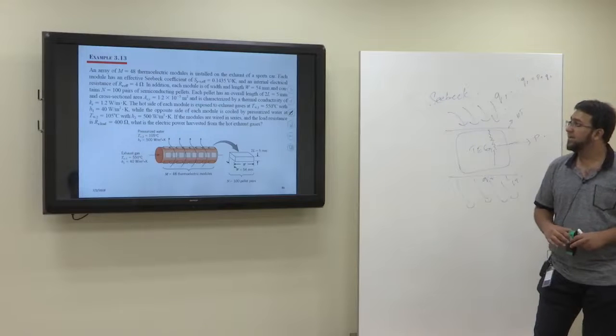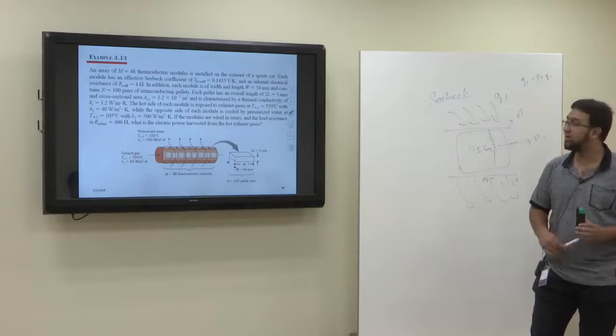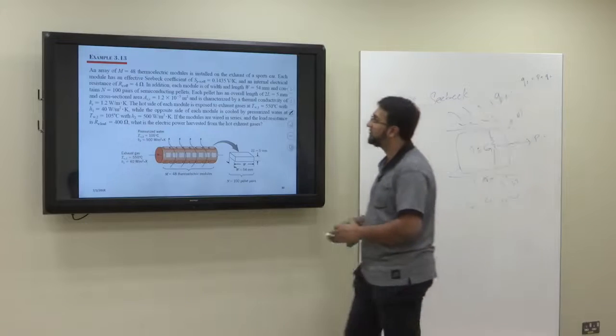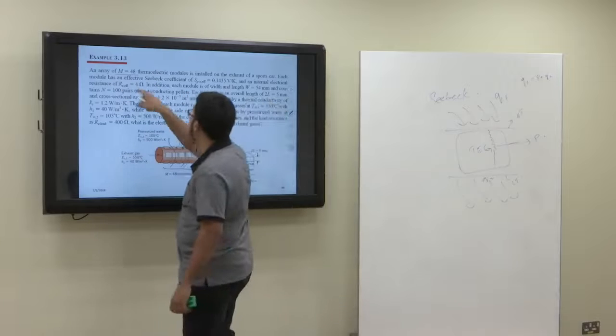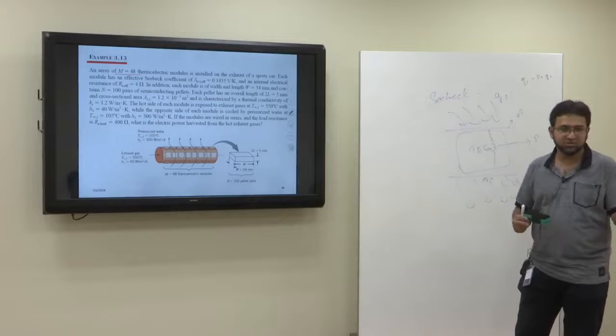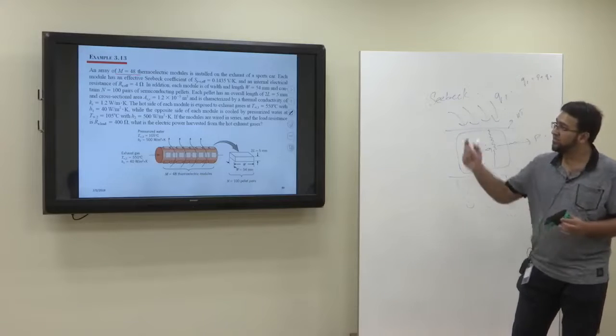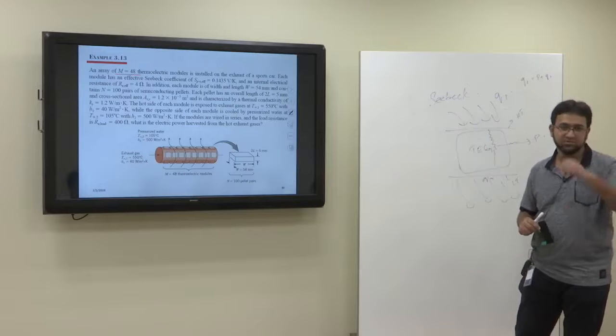Okay, we have an array of 48 thermoelectric modules. So how many modules do we have? 48 modules, installed on the exhaust of a sports car. So you have a sports car, and a sports car has an exhaust, and 48 thermoelectric modules are installed over there.